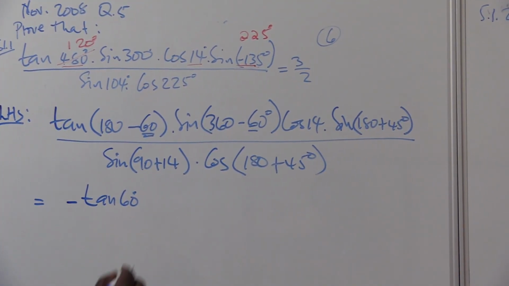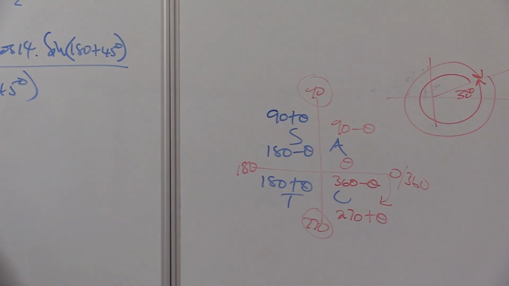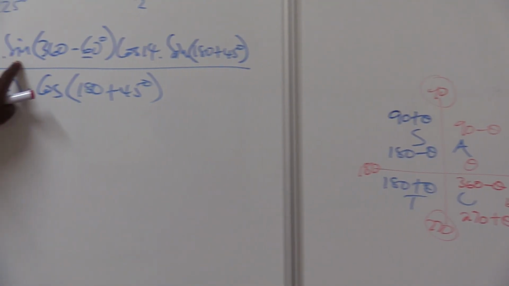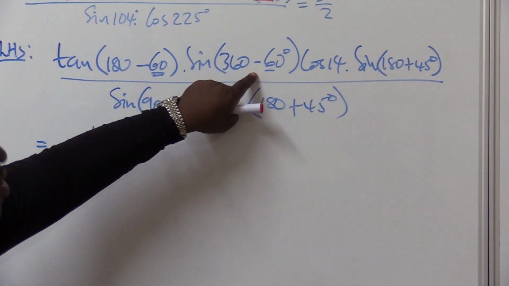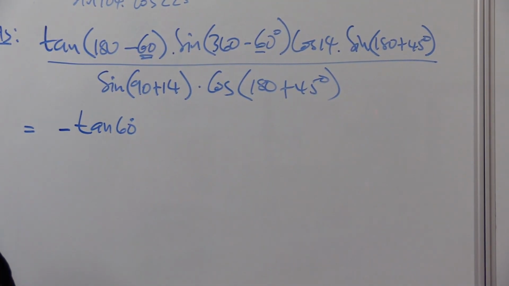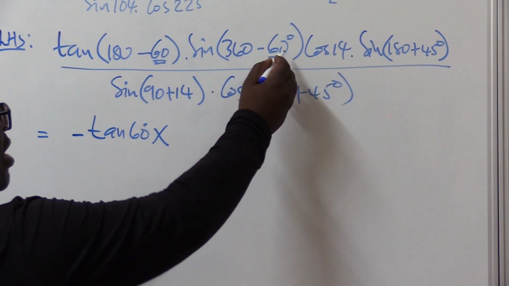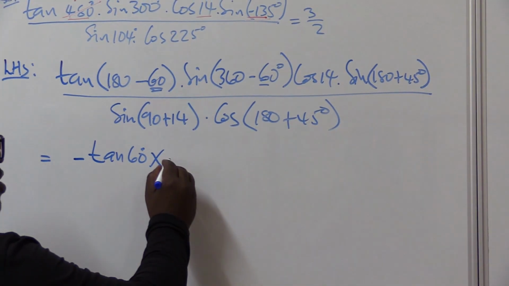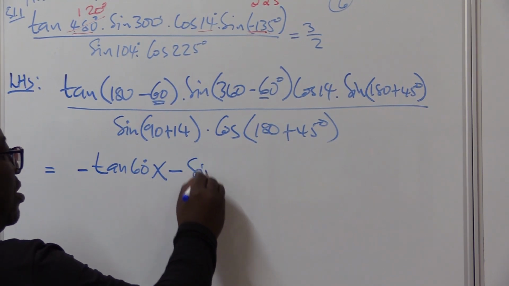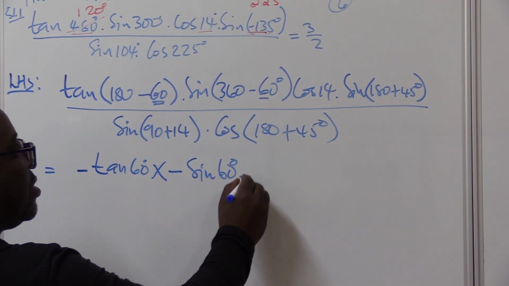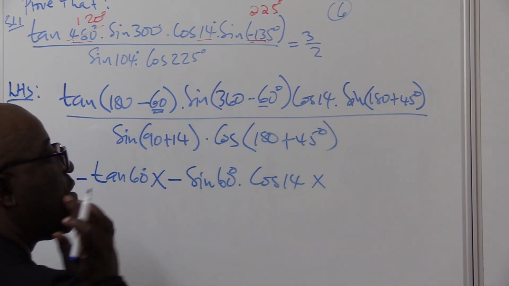360 minus. If I've got 360 minus, it is the fourth quadrant, where cosine is positive. And what am I dealing with here? I'm dealing with sine. How is sine in the fourth quadrant? You ask yourself these questions. You talk with your question paper as you write. 360 minus, fourth quadrant. How is sine in the fourth quadrant? It is negative. Because this is 360, it does not change the ratio. I will have minus sine of 60 degrees, times cos 14, there's nothing I can do with it.